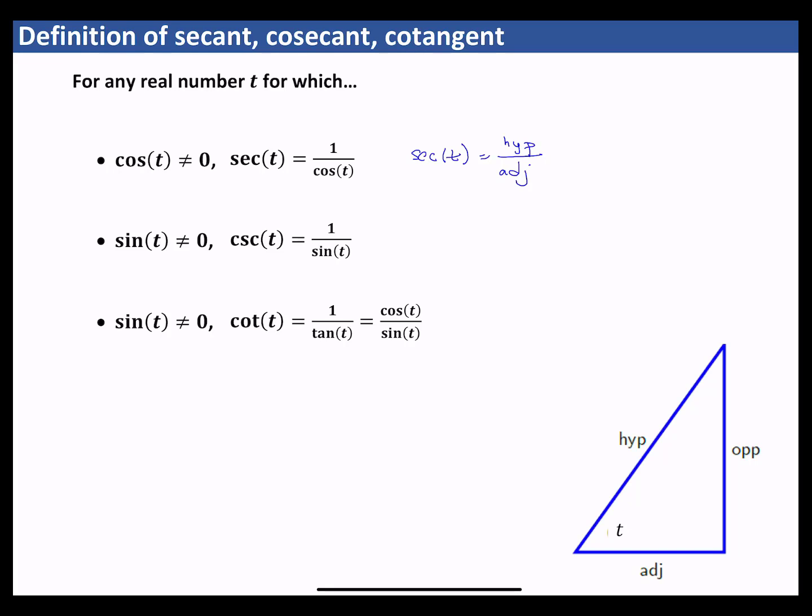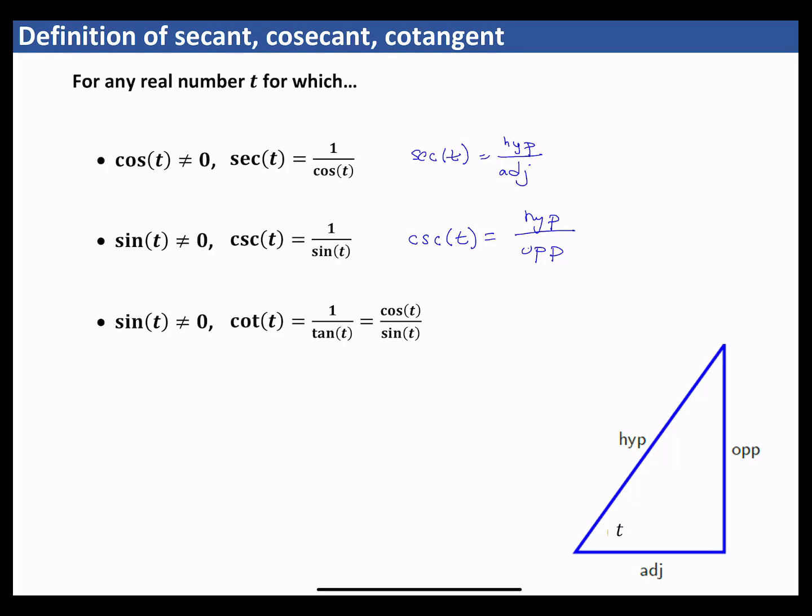Next, for any real number t for which the sine of t does not equal 0, we define the cosecant of t to equal 1 over the sine of t. We see that the cosecant of t is the reciprocal of the sine of t, which means the cosecant of t can be thought of as the hypotenuse divided by the opposite leg.